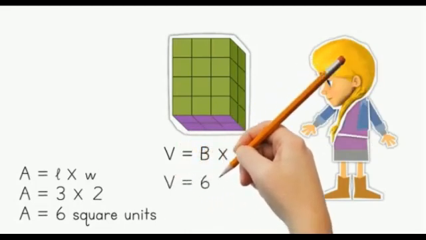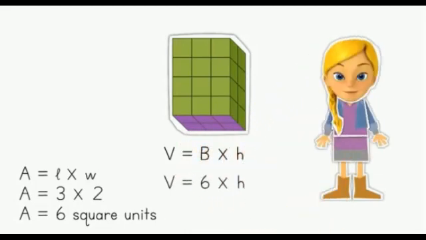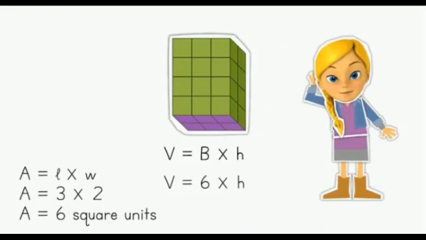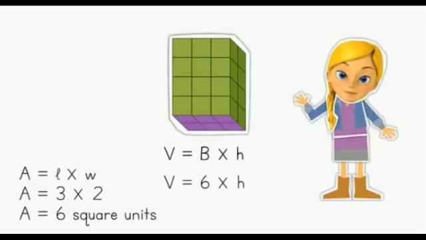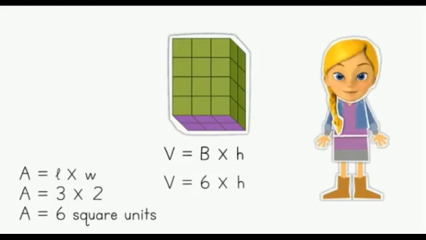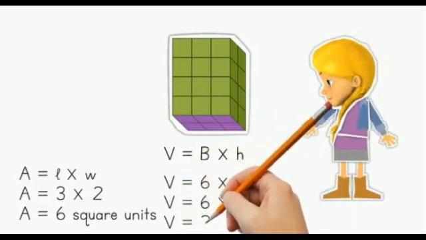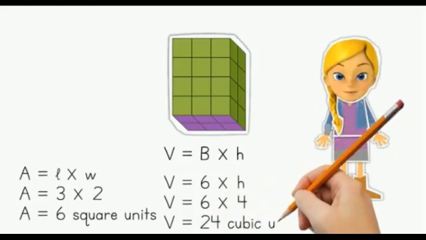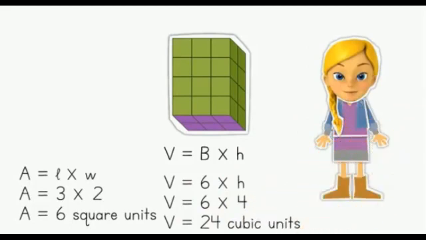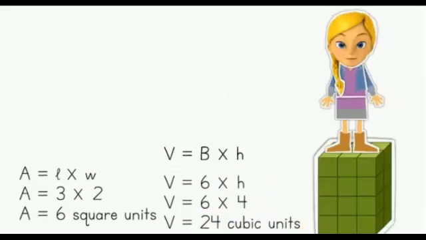We know the value of B, but what about H? Well, H stands for height, so all we do is count up, like floors in a building. There are 4 floors. Right again, Emily. The height is 4. So the volume is 6 times 4, which equals 24 cubic units. So there are 24 unit cubes that make up this figure.